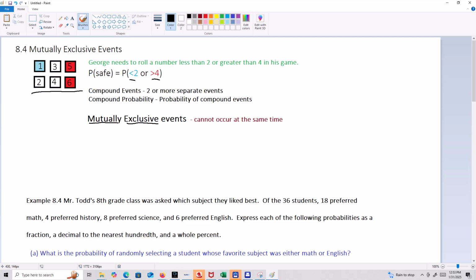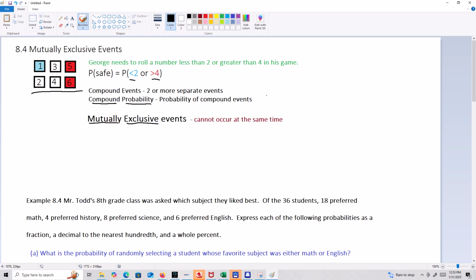The example that I just gave you about George needing to roll a number less than 2 or greater than 4 is also a compound event. It's 2 or more separate events that could occur. He could roll a 1, he could roll a 5, or he could roll a 6. So to find the probability of compound events, you simply add up the individual probabilities of each of those outcomes.